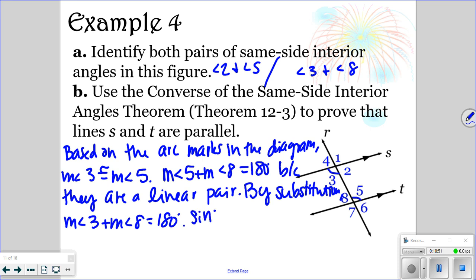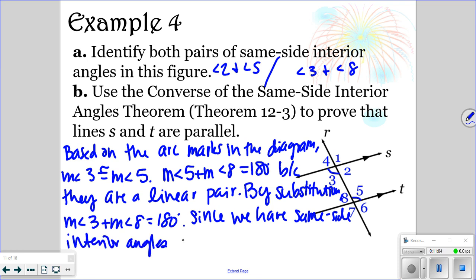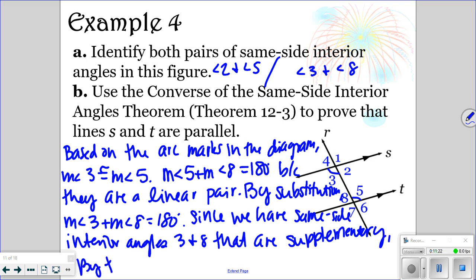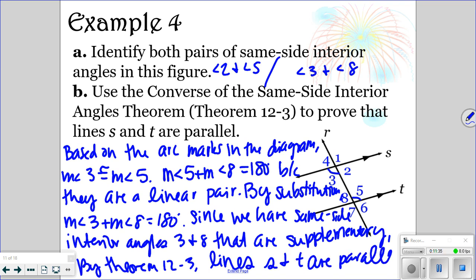Since we have same side interior angles 3 and 8 that are supplementary, because 3 and 8 add up to 180, by theorem 12.3, lines S and T are parallel. So that could be how you explain that one.